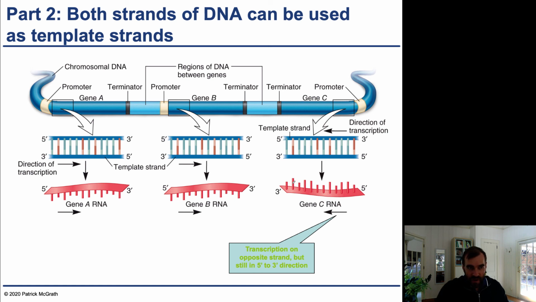So finally, both strands of DNA can be used as template strands. Just remember that a gene has direction. If this is the origin of replication right here, a gene can either point away from the origin of replication, or it can point towards it. And that is completely determined by the promoter sequence. So the promoter sequence has directionality.